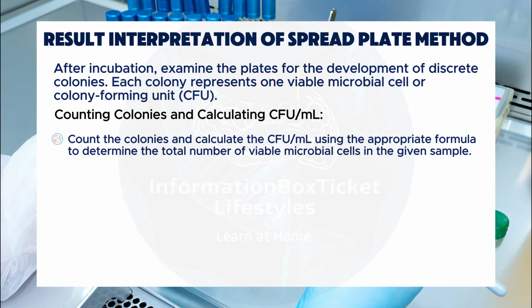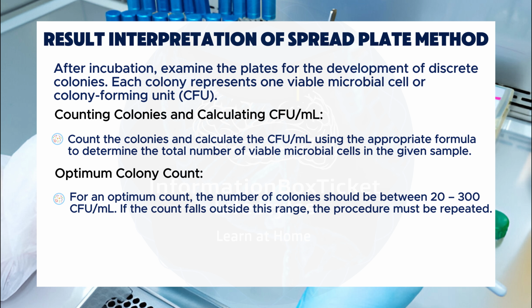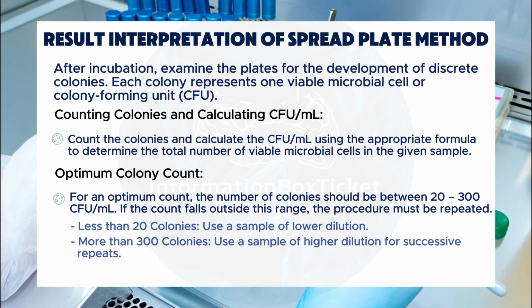Optimum colony count. For an optimum count, the number of colonies should be between 30 and 300 CFU/ml. If the count falls outside this range, the procedure must be repeated. Less than 30 colonies. Use a sample of lower dilution. More than 300 colonies. Use a sample of higher dilution for successive repeats.